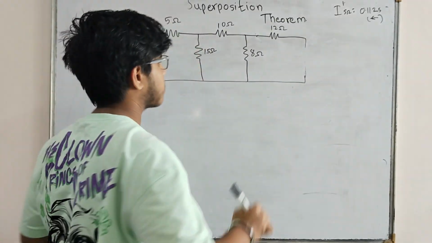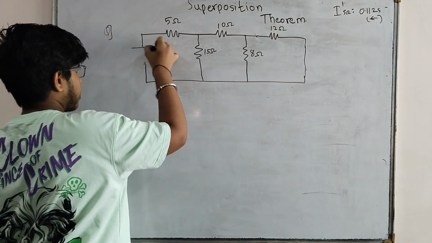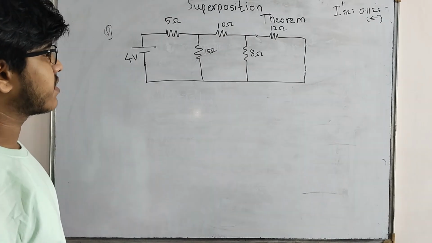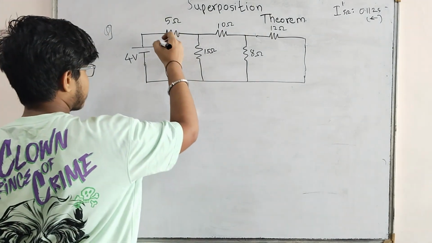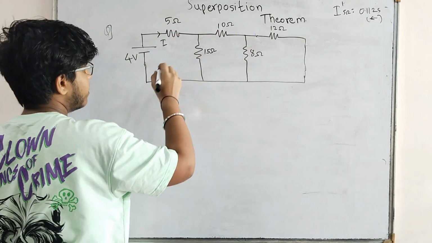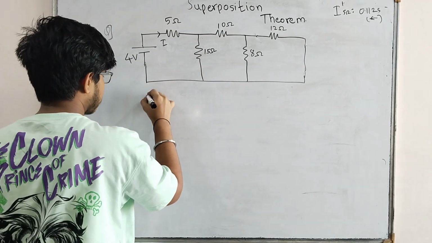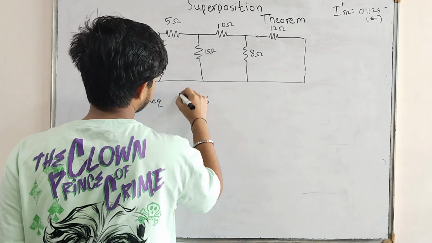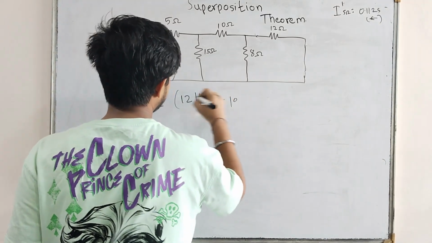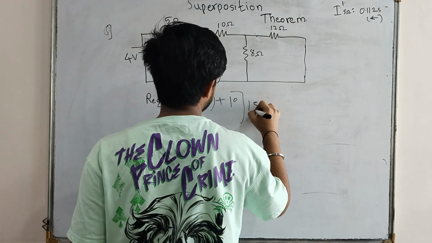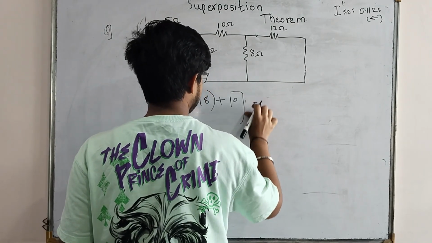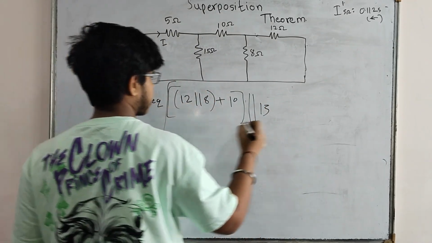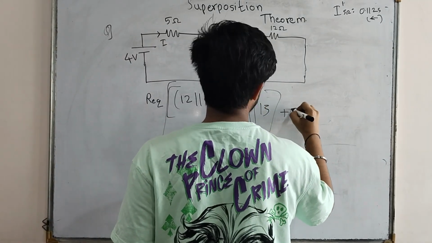Okay, so now moving on for our case 2, that is we are having only 4 volts voltage source. Calculating for this, we need to calculate current through 5 ohm, which will be I, because this is our main branch. So calculating equivalent resistance, it will be 12, which is parallel with 8. This entire thing is in series with 10, which is parallel with 15, and this entire thing is again in series with 5.